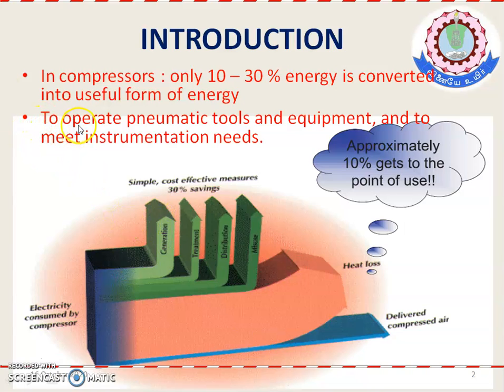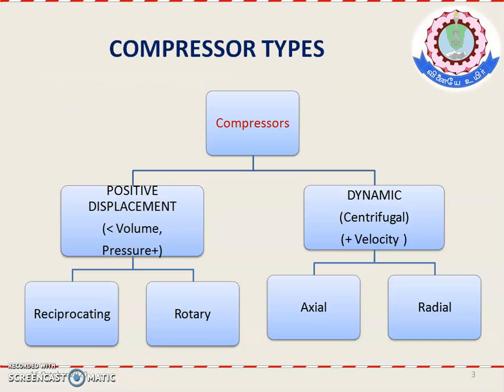That's why it is taken as one important appliance. Another thing is, to operate the pneumatic tools and equipments, most of the industry utilizes these compressors. The usage of the compressor is high, whereas the loss is also high. So that's why this was taken as an important unit.